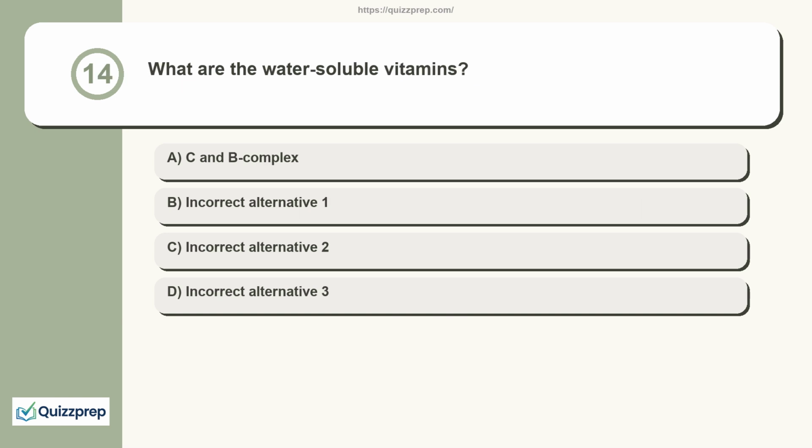Question 14. What are the water-soluble vitamins? C and B complex.